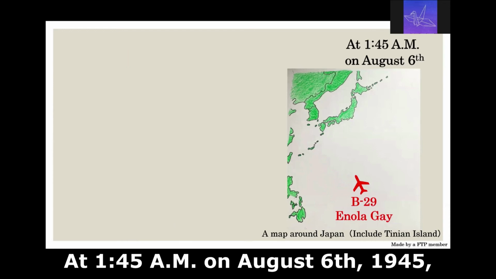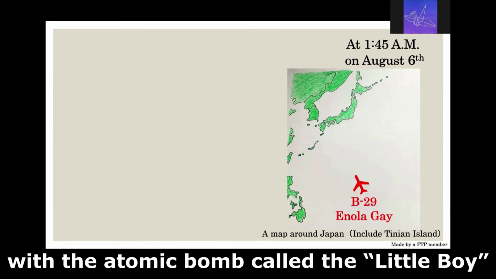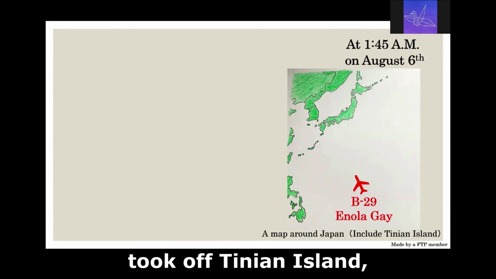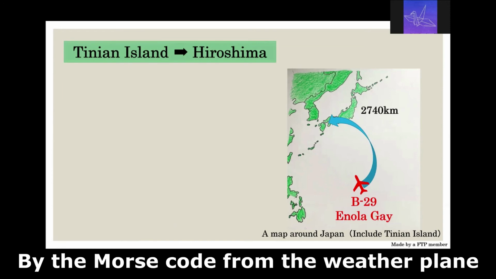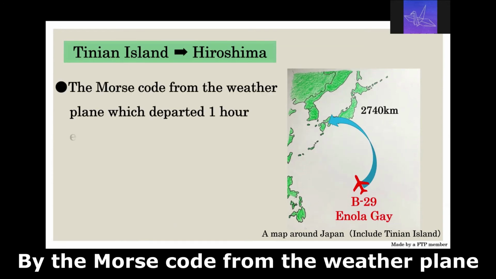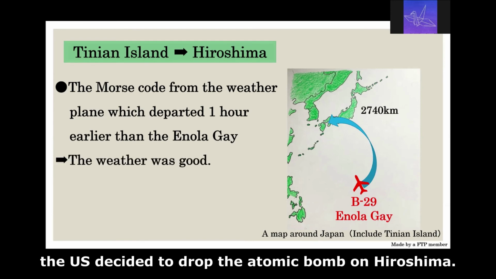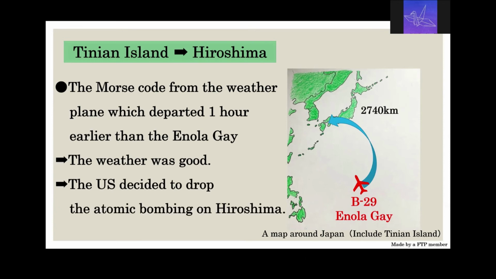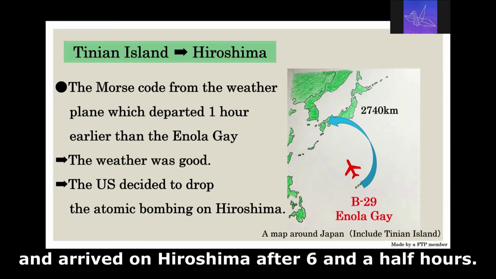At 1:45 a.m. on August 6, 1945, the Enola Gay, which was loaded with the atomic bomb called the Little Boy, took off from Tinian Island, which is 2,740 kilometers away from Japan. By the Morse code from the weather plane, which departed 1 hour earlier than the Enola Gay, the US decided to drop the atomic bomb on Hiroshima, and then the Enola Gay continued to fly on schedule and arrived at Hiroshima after 6.5 hours.